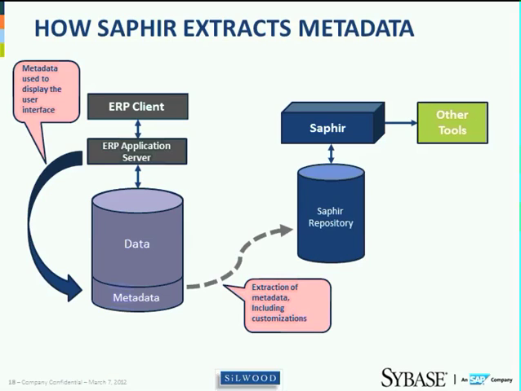So Sapphire sits on top of its own repository. The Sapphire repository is just a relational database, typically Oracle or SQL Server, where we instantiate a set of tables to store the extracted metadata. Then we go through an extraction phase where we do the reverse engineering that we talked about, where we pull the metadata out of the SAP system or the PeopleSoft, whatever ERP system it might be, including any customization.